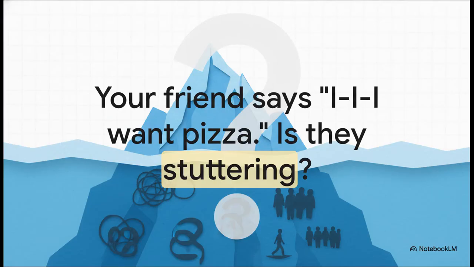Okay, let's get real. You hear this, and for a split second, you wonder, right? Is that a stutter, or did they just get tripped up on a word? Well, that single question, that's basically the entire ball game for a speech pathologist. We all mess up our words sometimes. The real trick is figuring out where a normal little speech hiccup ends and an actual clinical disorder begins.